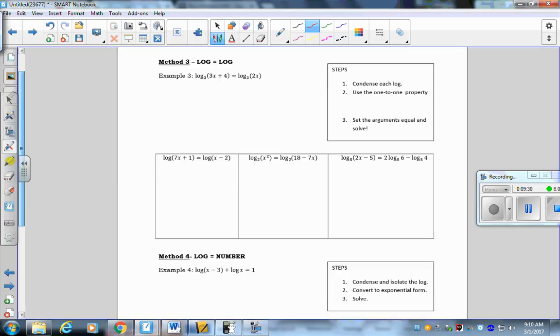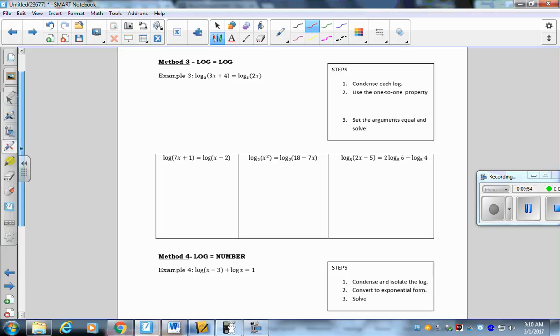All right, so let's take a look at going the other way now. I'm giving you a log equation. How do we solve that? We're still trying to find x. So there's 2 different methods: when you have 2 logs equal to each other, or when you have a log equal to a number. When all is said and done, though, before you move on, you should not have more than 1 log on a side. So the very first thing you need to do is condense each side if you can, or condense each log.